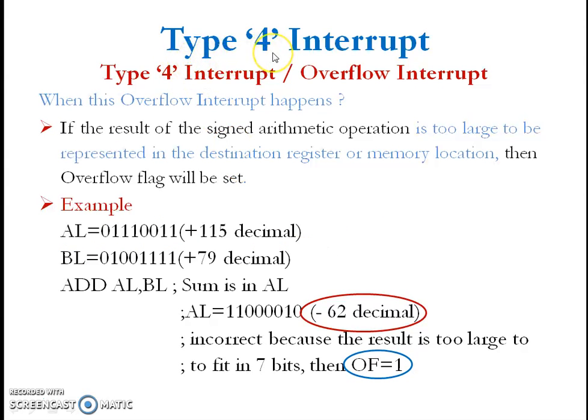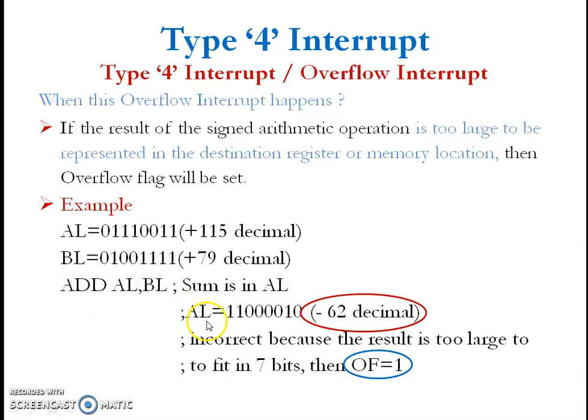The fifth interrupt is type 4 interrupt, also called overflow interrupt. When this overflow interrupt happens, the result of a signed arithmetic operation is too large to fit in the destination register or memory location, and the overflow flag will be set. You know that if the MSB is 0, it is called a positive number, and if the MSB is 1, it is called a negative number. Here we are loading two positive numbers in AL and BL. After using the ADD AL, BL instruction, the sum is available in AL.